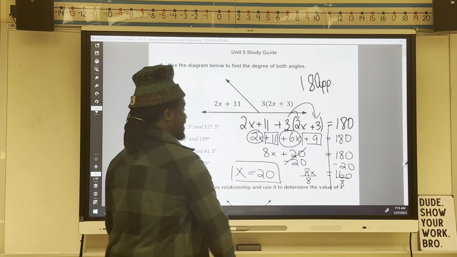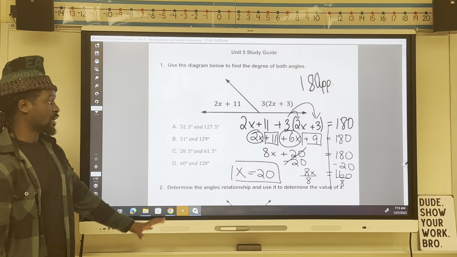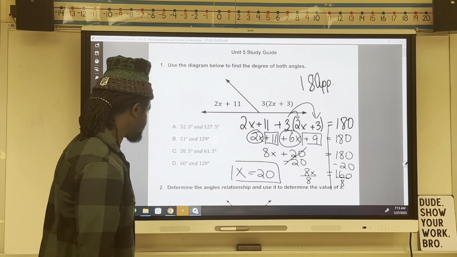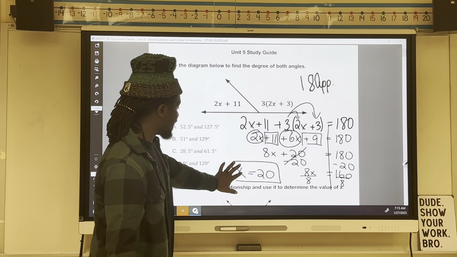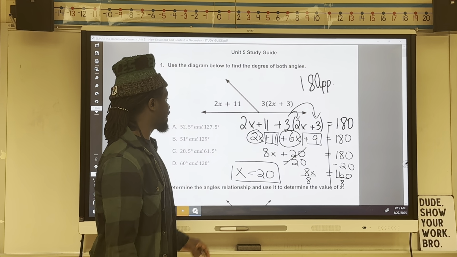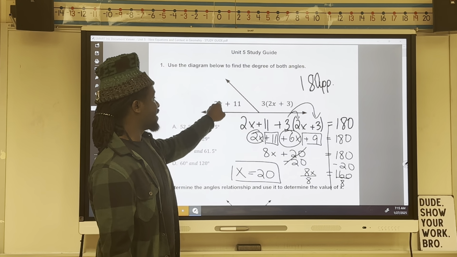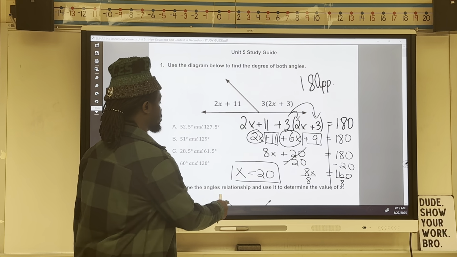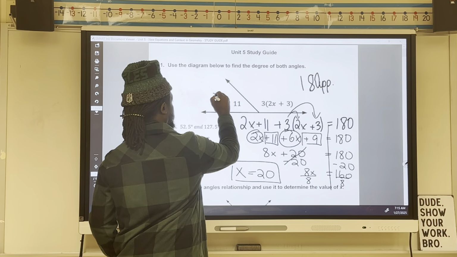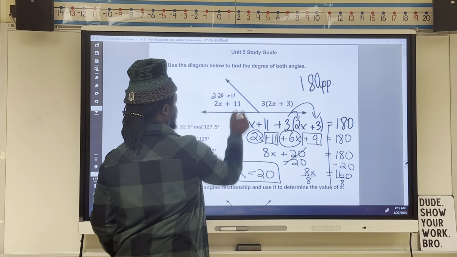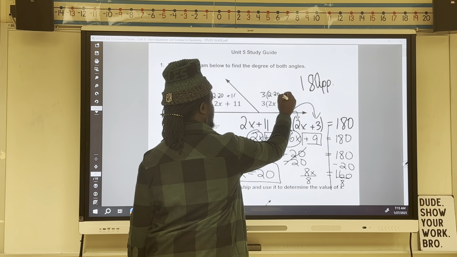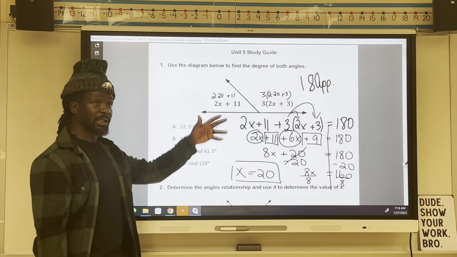Now, that is not an answer choice. If you get this wrong, it will be because you think you're done here, and you're not. What we have to do now is find the measures in degrees of both angles. So I need to take this x and plug it in. There are 2 ways I could do that. I could do 2 times 20 plus 11, and then 3 parentheses. When I do that, I have to make sure I follow PEMDAS.